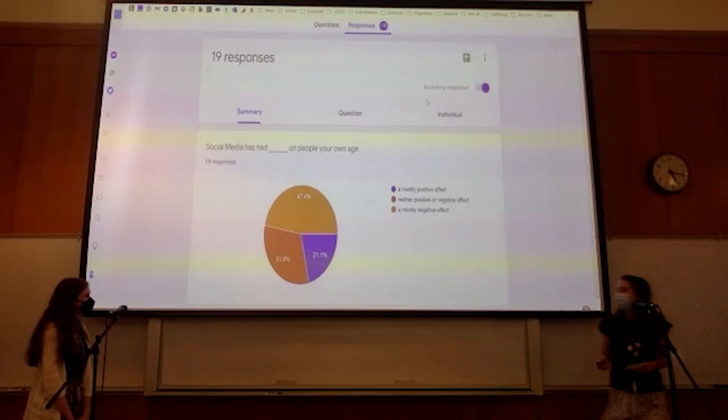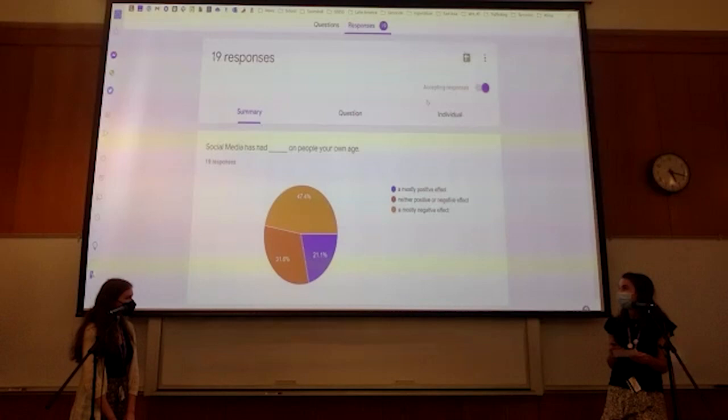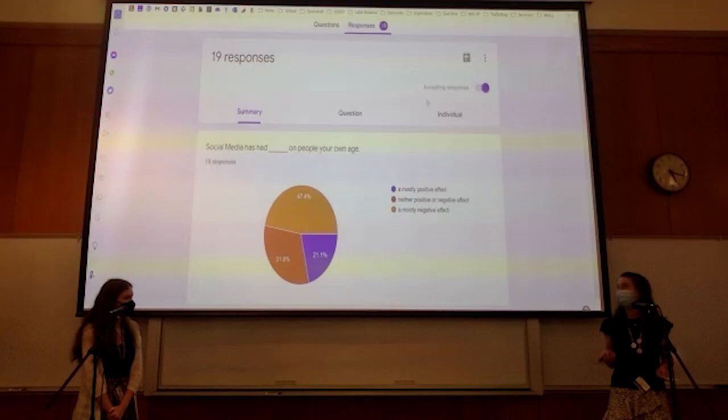So as you can see here, this is way higher than what that study found. So 47.4% of you in this room said that it was mostly negative in comparison to only 24%. 45% said neither, while we have 31.6% saying neither. So this is actually a big difference in comparison to what that research study found to what we have in this room, which is very interesting.